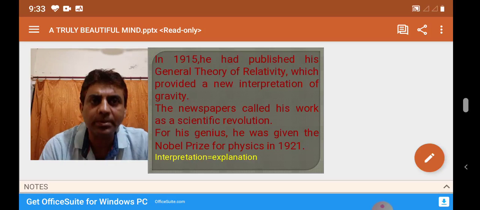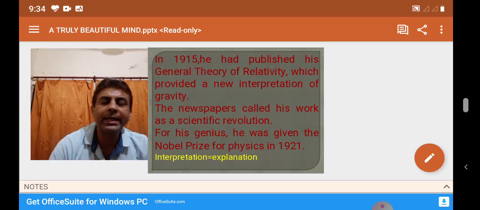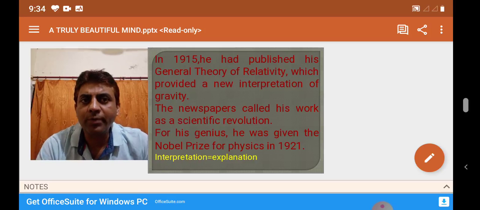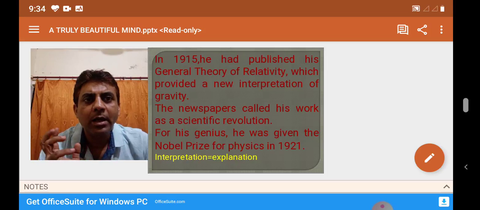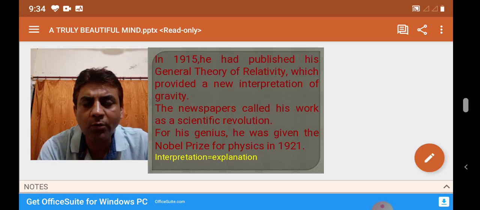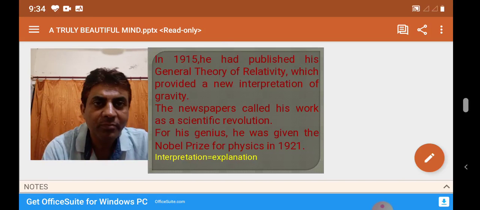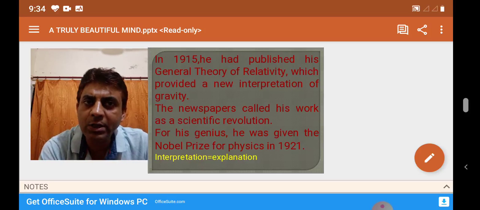Interpretation means explanation. In 1915, his general theory of relativity was published, and it gave a new explanation of gravity, and the newspaper recognized his work as a great revolution in the field of science. It was described by the newspaper as a scientific revolution, and for his genius, for his versatility, he was given the Nobel Prize for Physics in 1921.